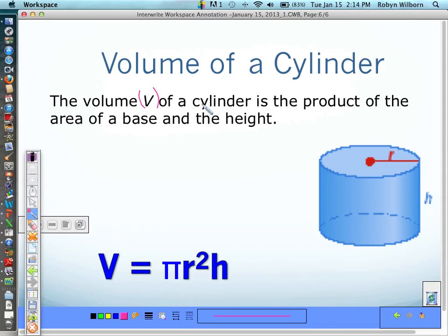Volume of a cylinder is the product of the area of the base and the height. And again, here's our formula. Please box this in. All right, so we have volume equals pi r squared times h. Well, pi r squared should look familiar. Pi r squared is the area of a circle. And since the base of a cylinder is a circle, we find the area of that, and then we multiply it by the height. And so that's how we derive our formula for the volume of a cylinder.